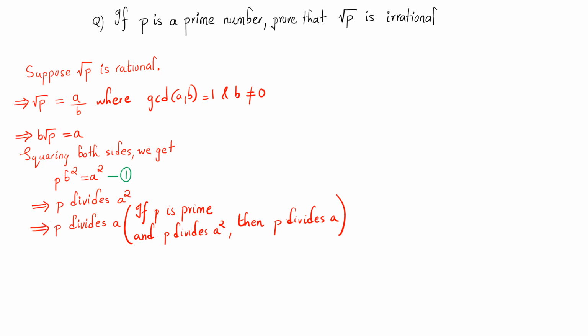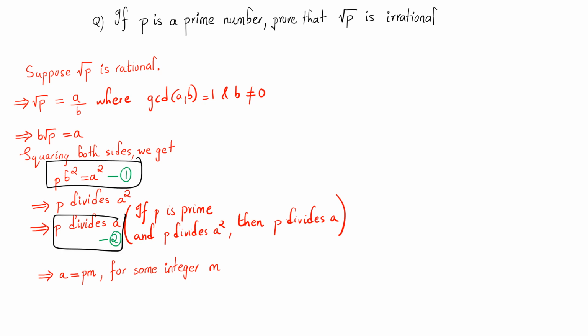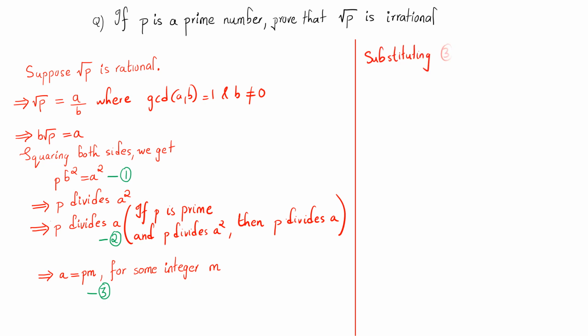So if p is dividing a, what does that mean? That means a is a multiple of p. So we can write a is equal to p times m, where m could be any integer. So here we have labeled these two things as 1 and 2. We'll see why.